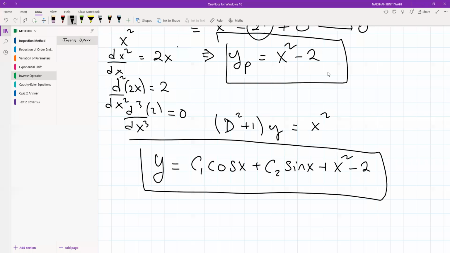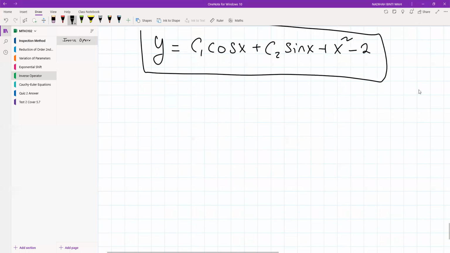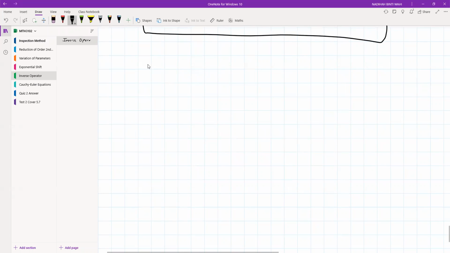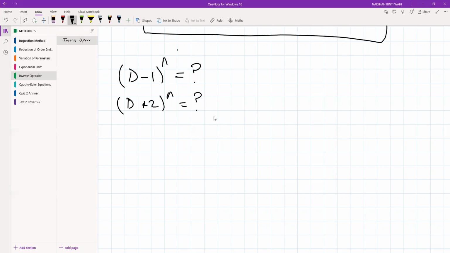So yang ni straightforward. Kesusahan dia dari segi expansion. Contohnya kalau saya ada D minus 1, kuasa N, yang ni sama dengan berapa? Okay, so yang ni tadi tambah dengan tolak. So kalau saya ada D minus or maybe plus 2 expansion, yang ni sama dengan berapa? Okay, so difficulties is the expansion of this.